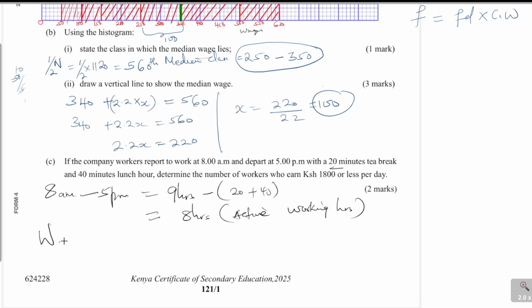So the number of workers will be given by 1,800 divided by the actual working hours, that is 8. This will give 1,800 divided by 8, which is 225 workers. So 225 workers are the ones that are going to earn 1,800 or less per day.